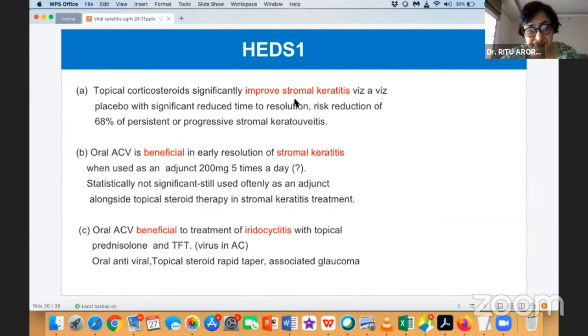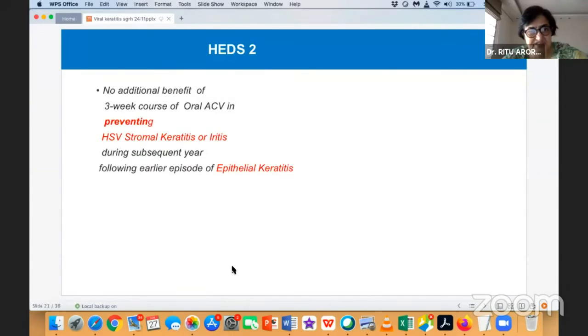So as far as the different studies which have been done, the Herpetic Eye Disease Study 1 said that topical corticosteroids significantly improve stromal keratitis. Oral acyclovir is beneficial in the early resolution of stromal keratitis when used as an adjunct, and oral acyclovir is beneficial in the treatment of iridocyclitis. There are certain specific indications for using oral acyclovir, which I will come to. In a case of epithelial keratitis, if you start the patient on oral acyclovir, there is no additional benefit in preventing stromal keratitis or iritis during the subsequent years.